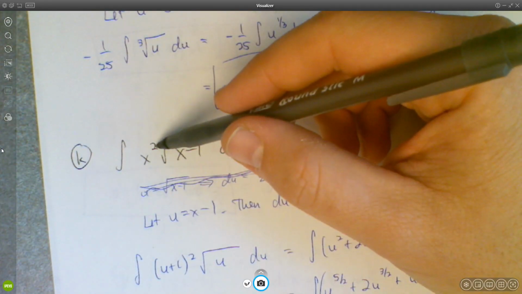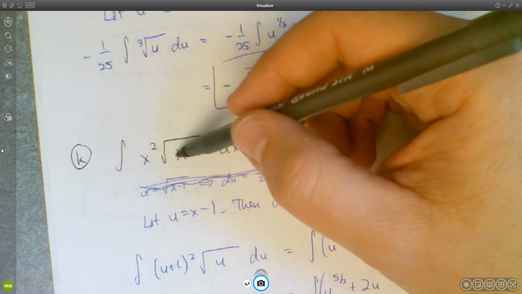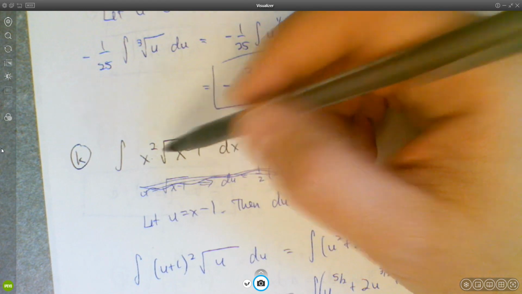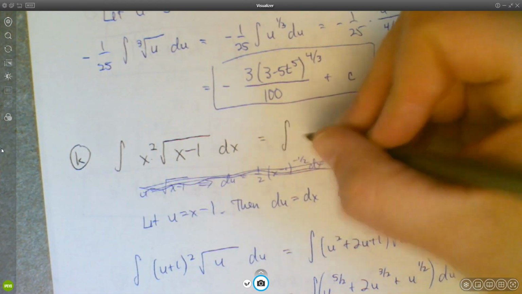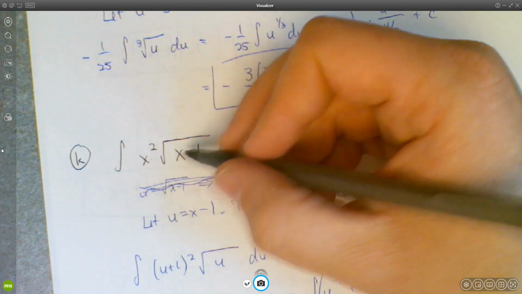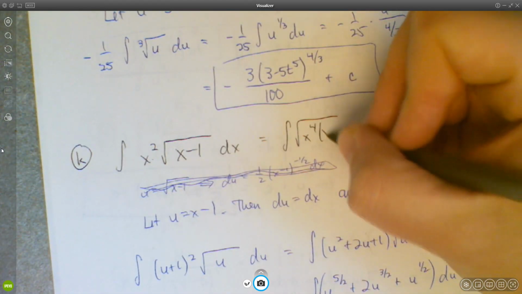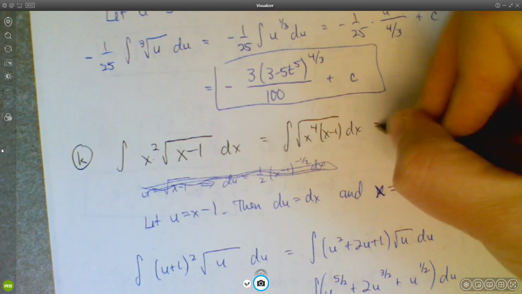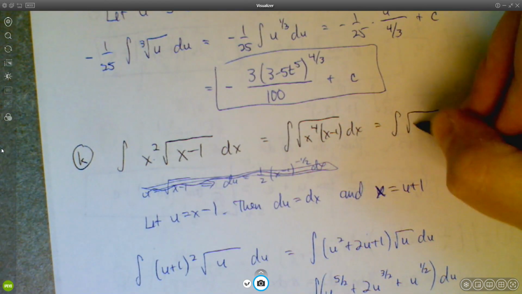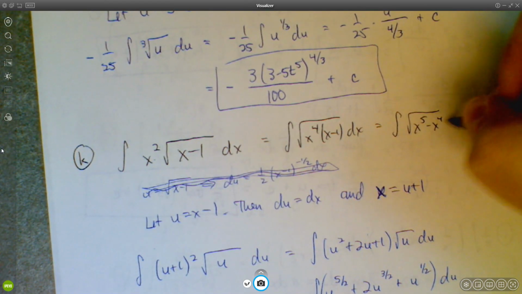So that's that one. It does make me curious, like if we had gone back here and just distributed, so if you put the x squared inside the square root, it actually becomes an x to the 4th. And so we could have done this as square root of x to the 4th times x minus 1 dx, which would have been square root of x to the 5th minus x to the 4th dx.